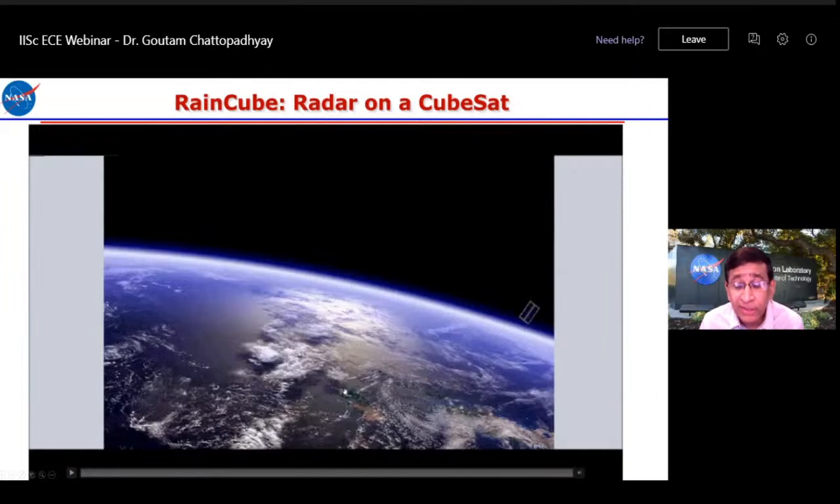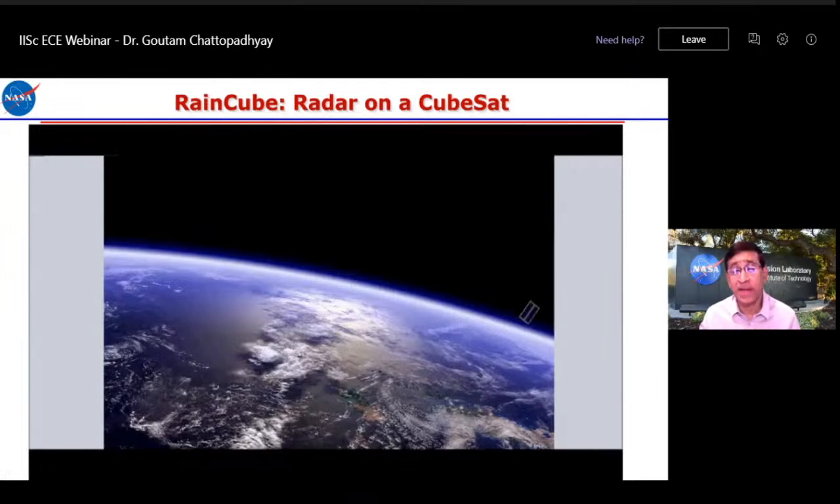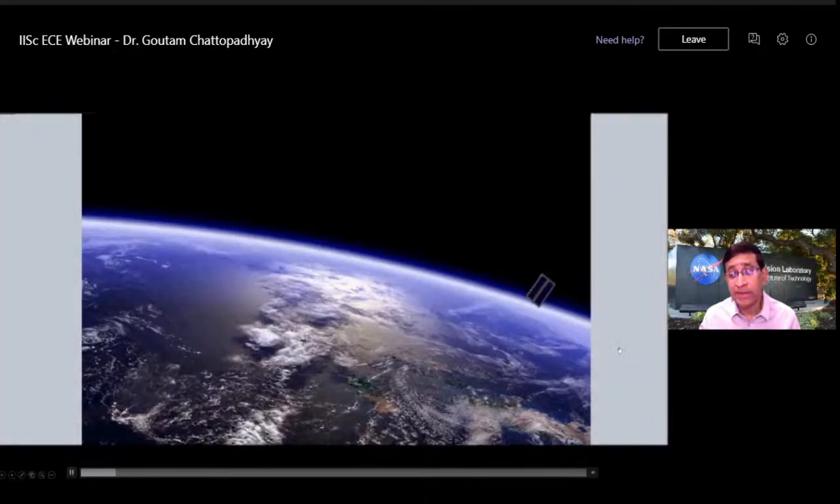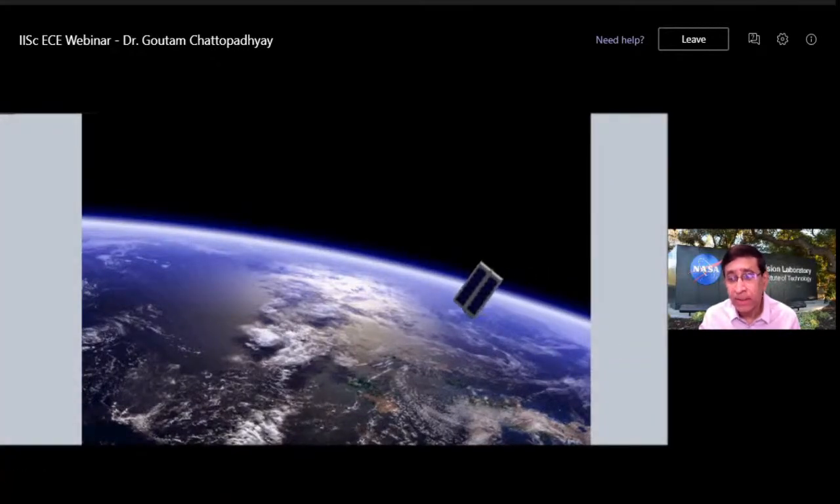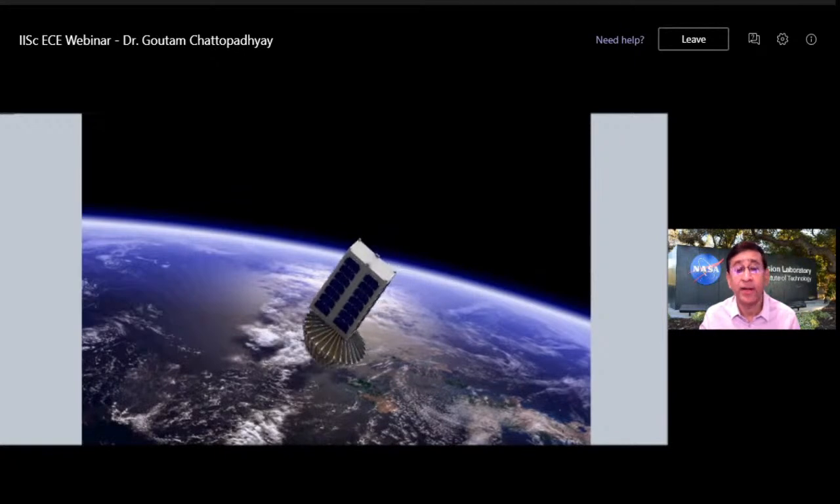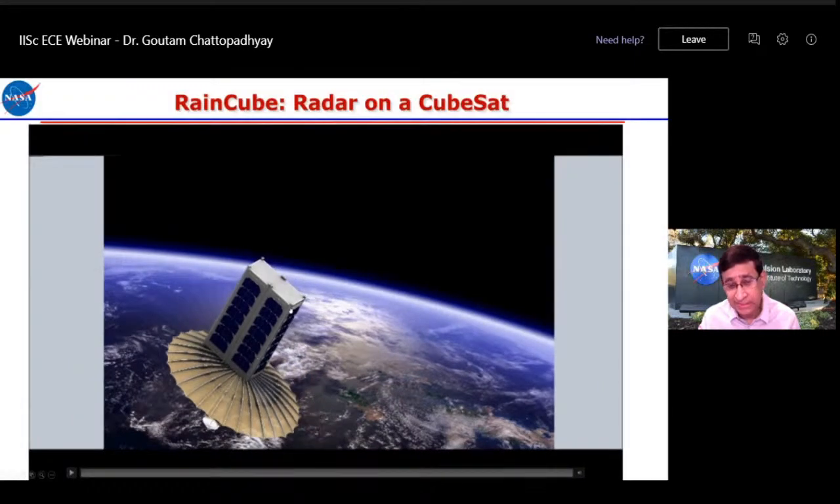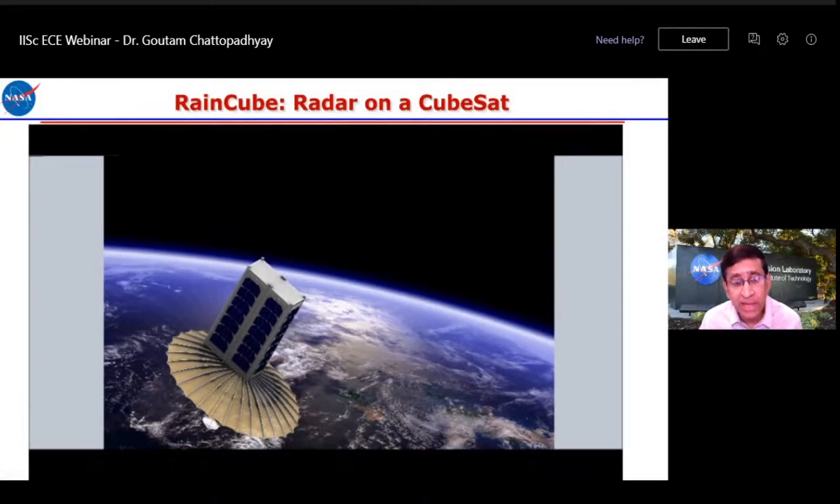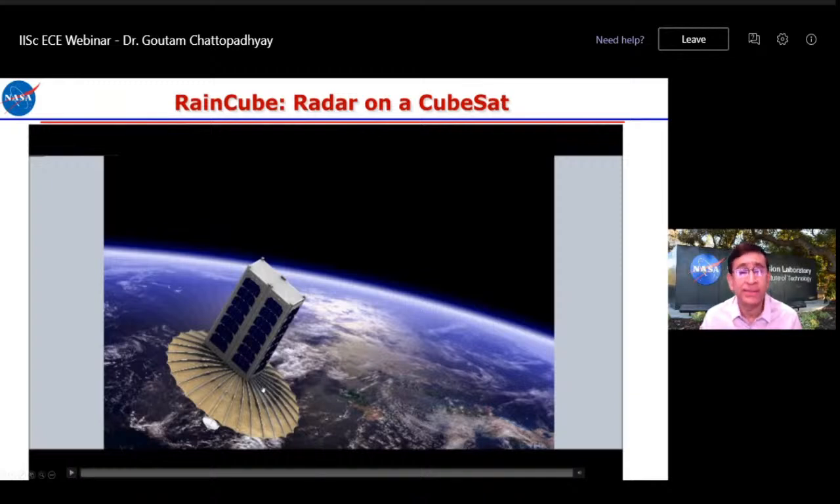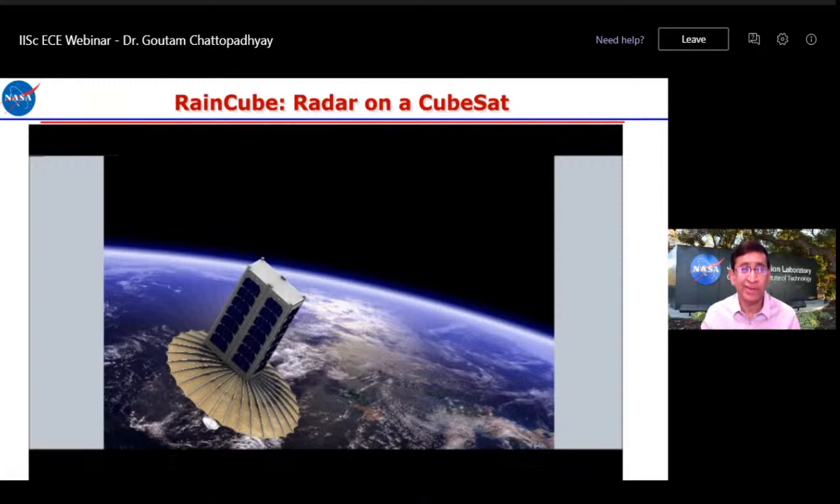Another thing that we developed is called RainCube. This is a radar on a CubeSat, and this is of course an animation showing that we needed a 50 centimeter antenna at Ka band for this radar. You can see here, this is a 6U CubeSat, 20 centimeters by 10 centimeters by 30 centimeters, but the antenna that needed to be there is 50 centimeters. And we are given only 10 centimeters by volume to store this antenna. So how do you make a Ka band antenna at 33 gigahertz and store it in such a small volume?